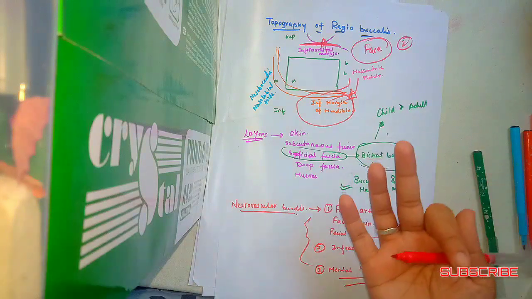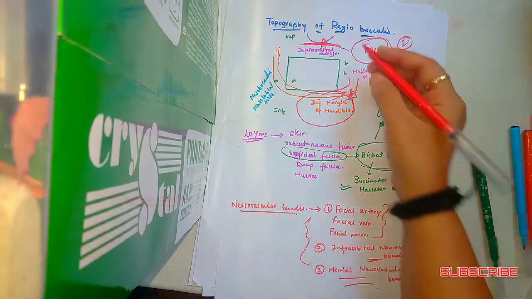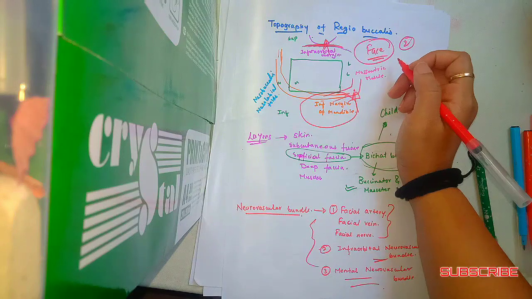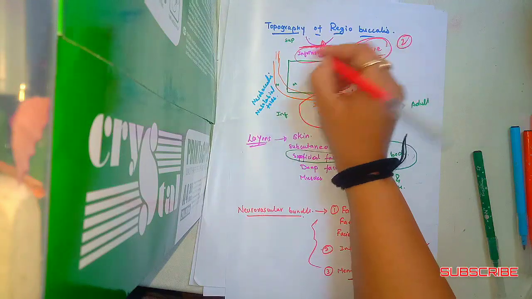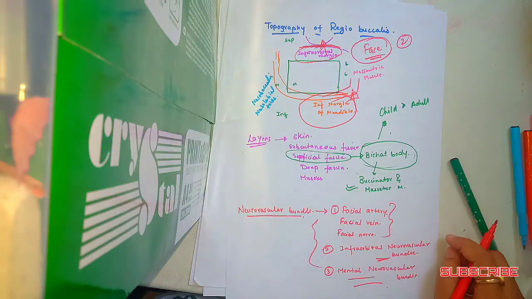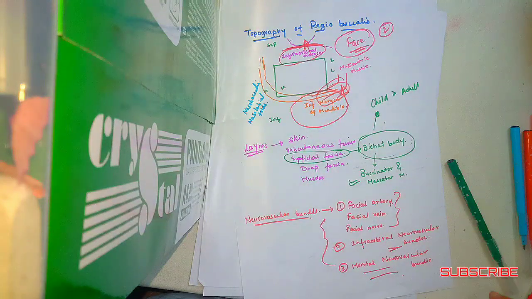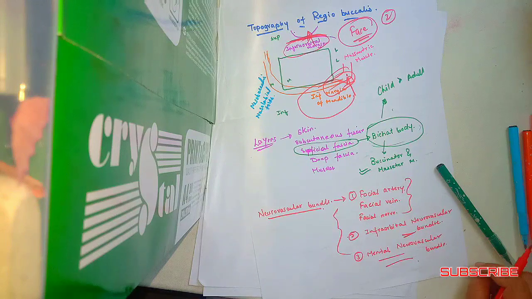So which three neurovascular bundles are here? First, it's the face, so facial artery, vein and nerve. Related to the superior margin, the infraorbital neurovascular bundle, and the third is the mandible. So we can say the mental neurovascular bundle, right?